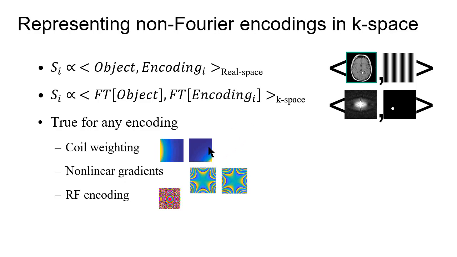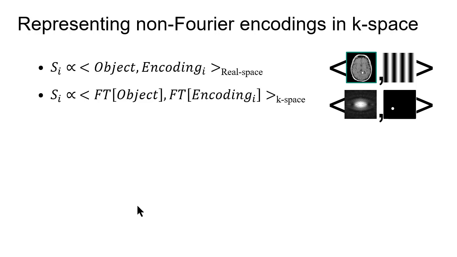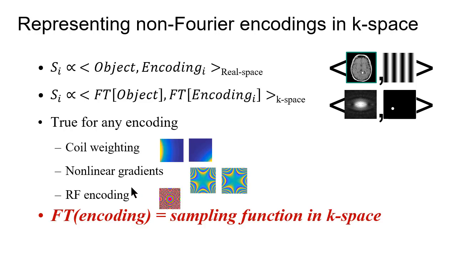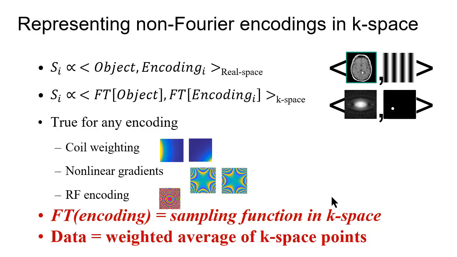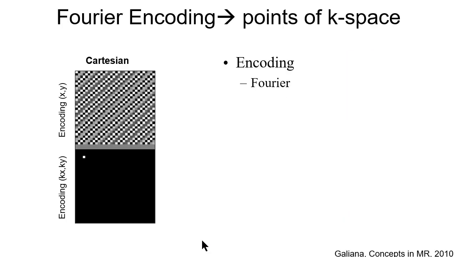This is true for any encoding: for coil weighting, if you have nonlinear gradient windings, if you have RF putting in some crazy phase, that's all true. So you can really think of the Fourier transform of whatever your encoding function is as a sampling function in k-space quite broadly. But what's different is that now, if your sampling function is not a simple 1 in a sea of zeros, your data is not just one point in k-space, it's a weighted average of k-space points. So let me show you what I mean by that.